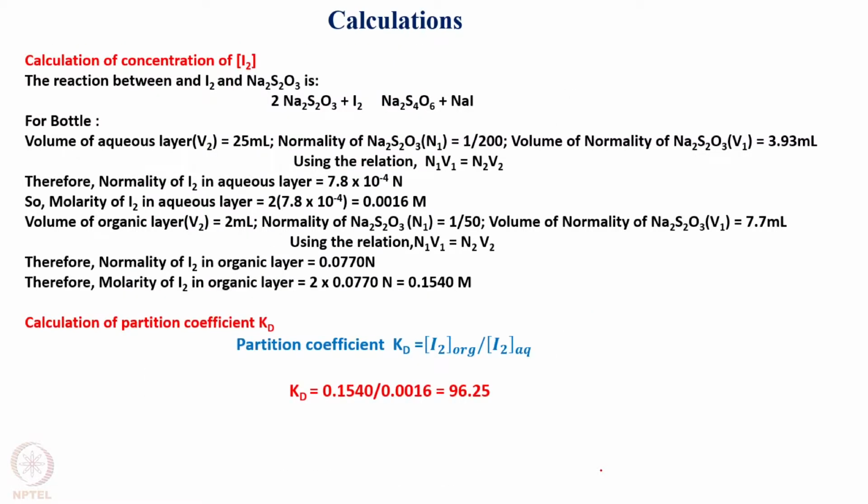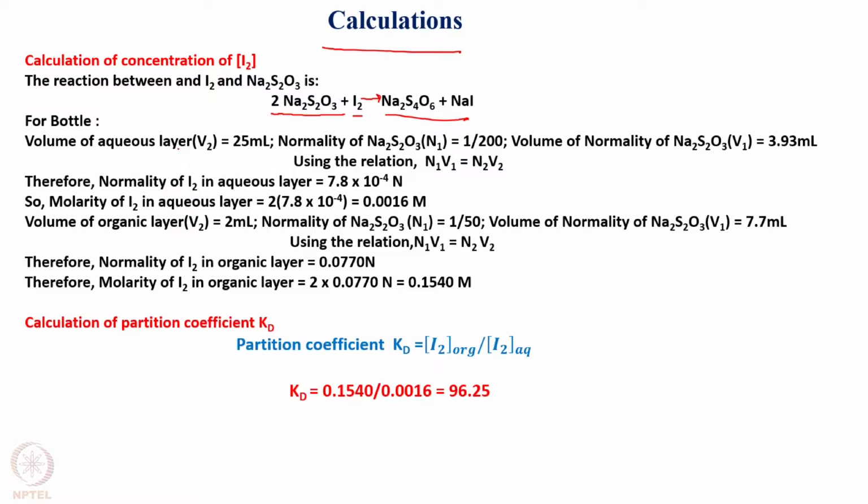After the readings were obtained, the calculations were done to obtain the partition coefficient. The reaction between iodine and sodium thiosulfate is given as 2Na2S2O3 combined with 1 mole of iodine to give Na2S4O6 plus NaI. So, after the titration, the calculations are done as follows.